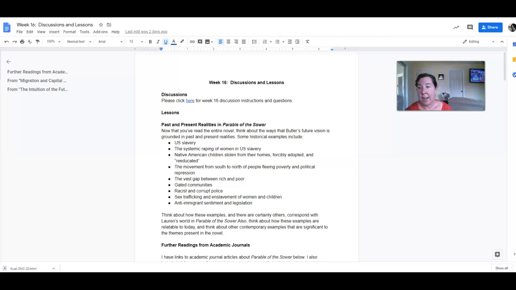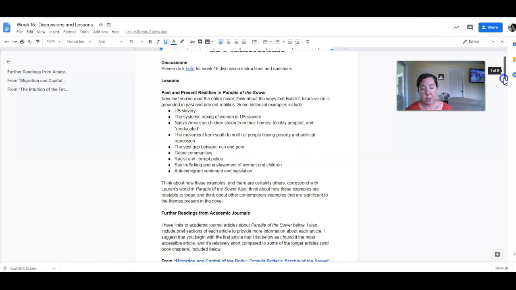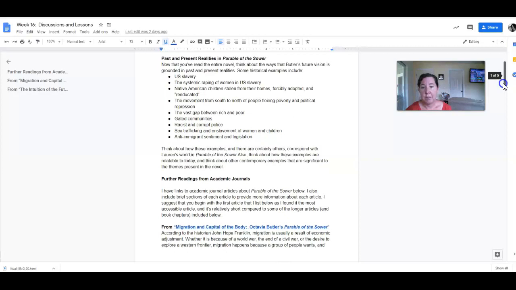So about these historical examples, and of course there are others, these are just some that I thought of after rereading Parable of the Sower. Please try to correspond Lauren's world in Parable of the Sower with these examples that I just mentioned.